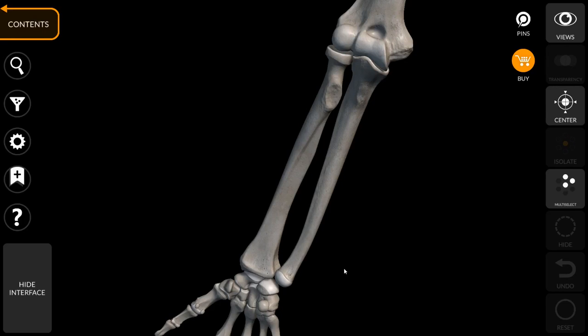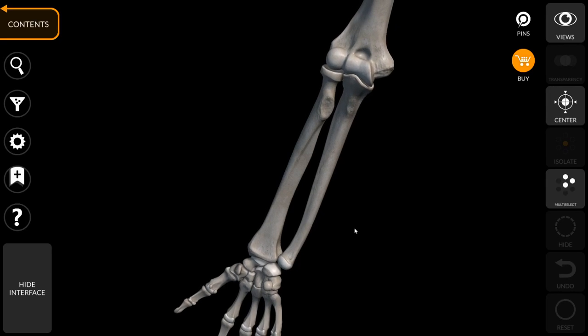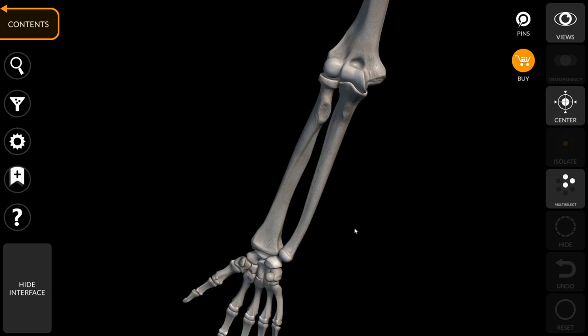So for this video, we're going to look at the distal portion of the pectoral girdle, the forearm and the hand. The forearm has two bones. Remember, this is always in anatomical position. The bone that is medial is called the ulna, and the bone that is lateral is called the radius. The radius lines up with the pollex on the hand, and the ulna lines up with the phalange number 5.